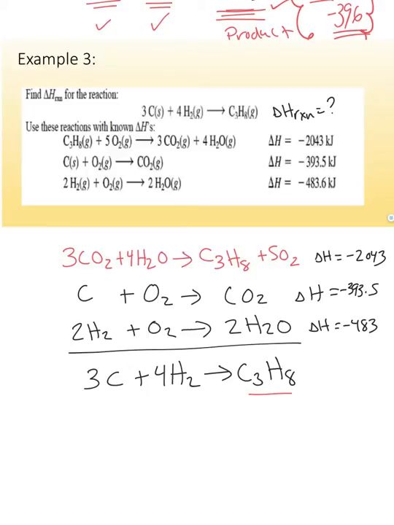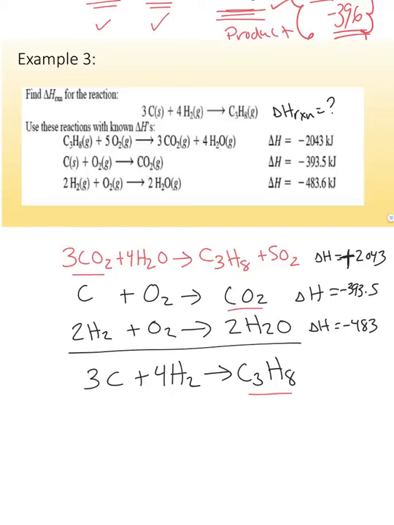Now, anytime you flip a reaction, what should you do with the delta H? You should change the sign. So it's minus, I'm gonna make it plus. Okay, did you see that? I made it plus. All right, now let's check. Is there anything that's here in these reactions that's not in the overall reaction? That's the next thing that we're going to check. So let me see. Is there something here that's not in the overall reaction? There is CO2. There is no CO2 in the overall reaction, and there is CO2 here.